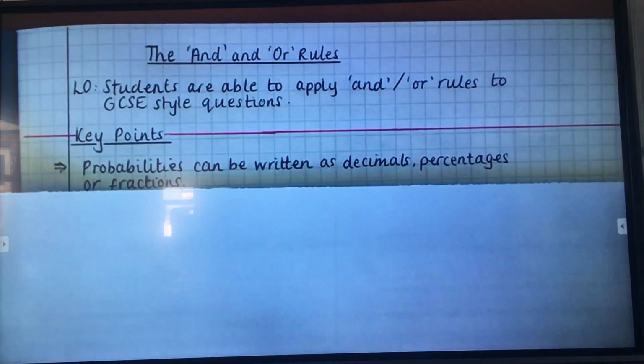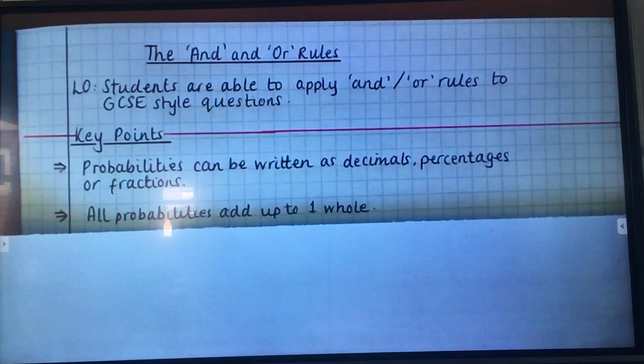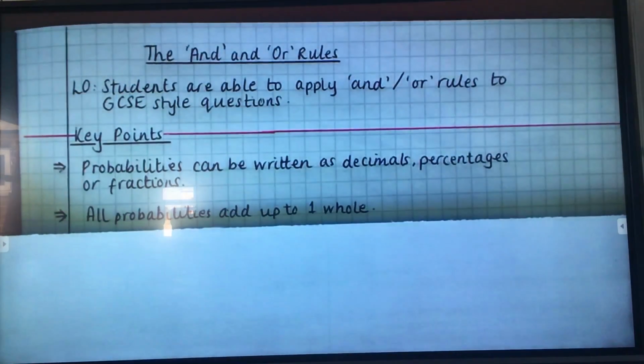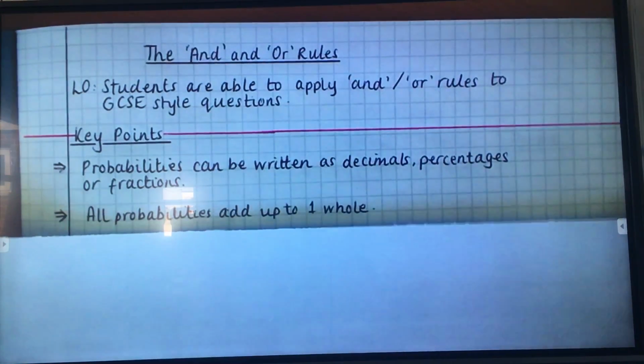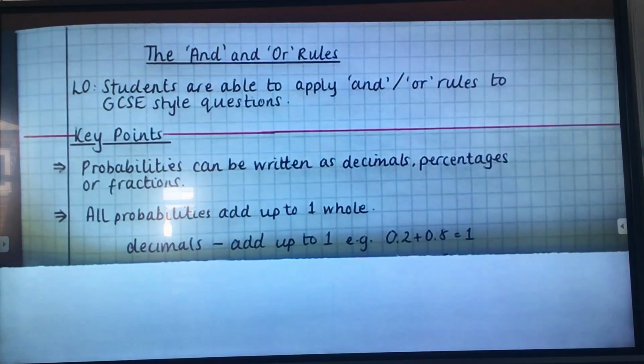That's something that you would have done at primary school or in year 7 and year 8. Secondly, that all probabilities add up to one whole. Now, one whole, when it comes to decimals, they add up to 1. So, for example, 0.2 add 0.8 equals 1.